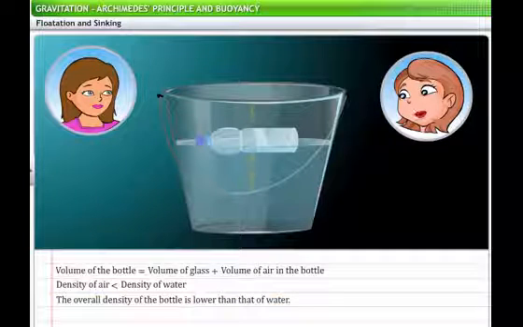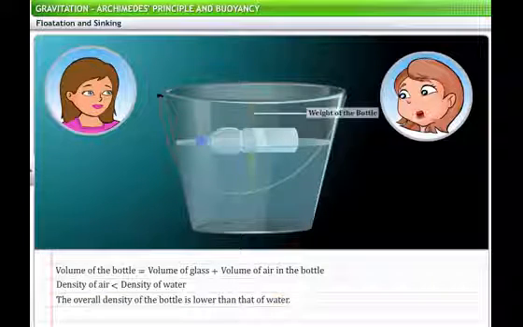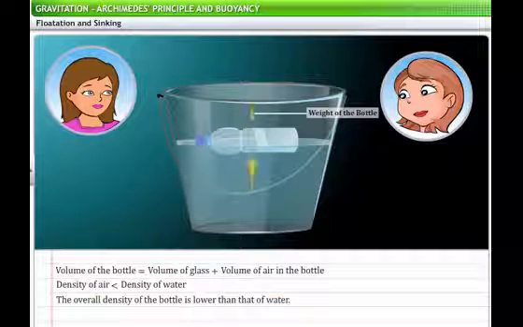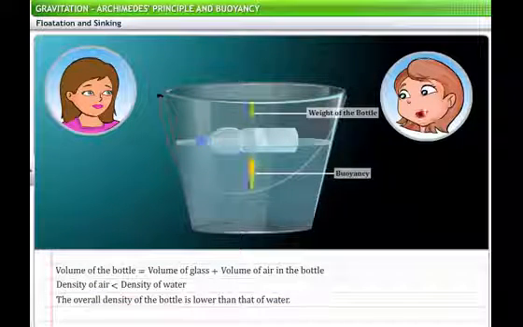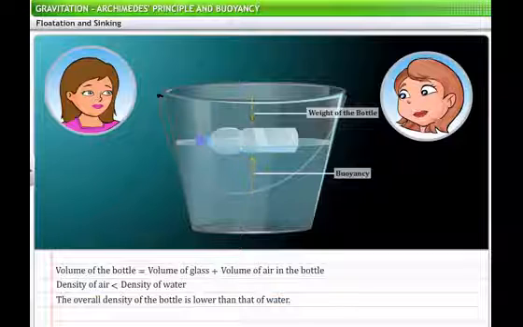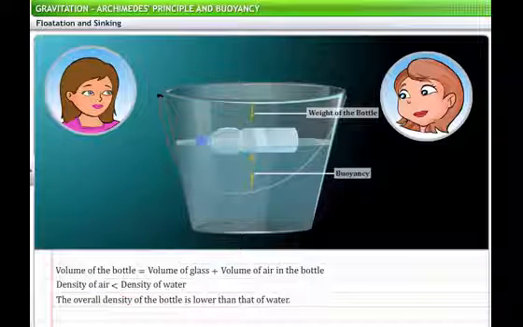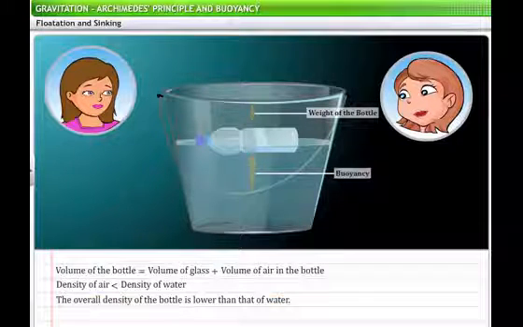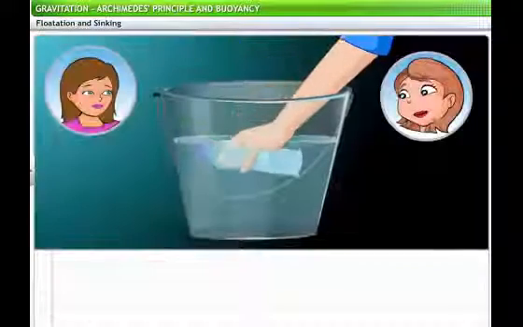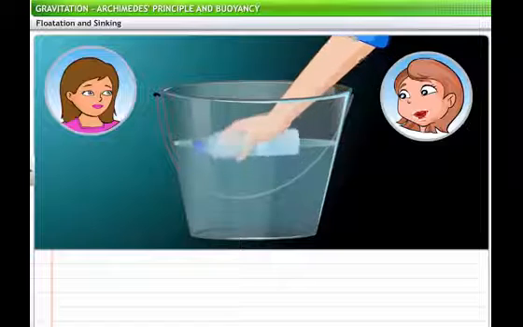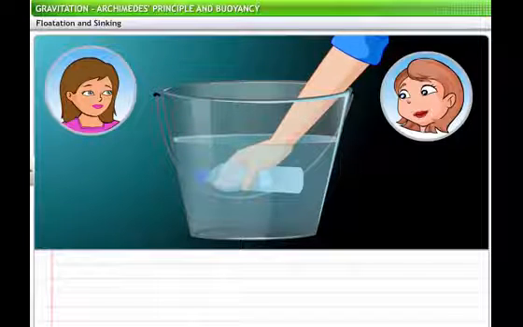Hence, the upthrust on the bottle is greater than the weight of the bottle. Due to this, the empty airtight bottle is pushed upward when we try to immerse it completely in water. Therefore, the glass bottle floats on water. In order to make the bottle immerse completely in water, the volume of water equivalent to that of the bottle must be displaced.